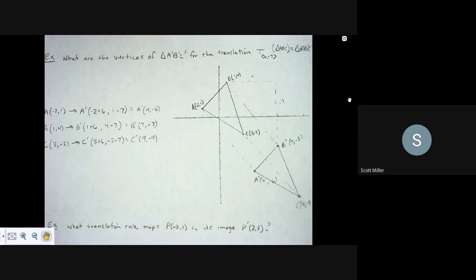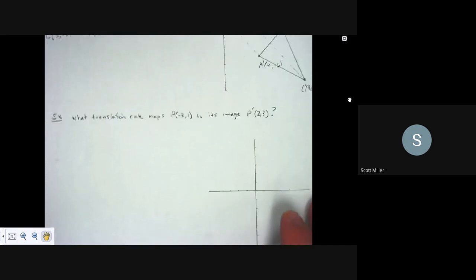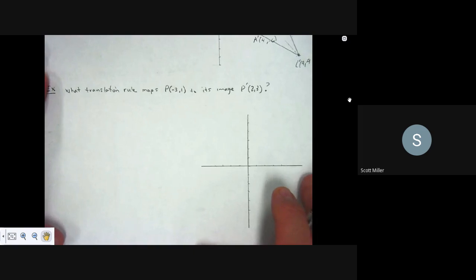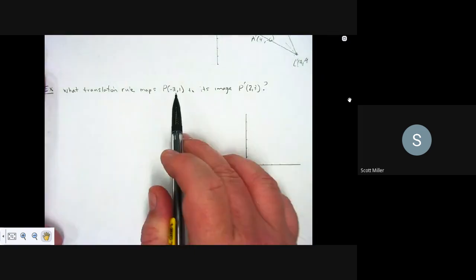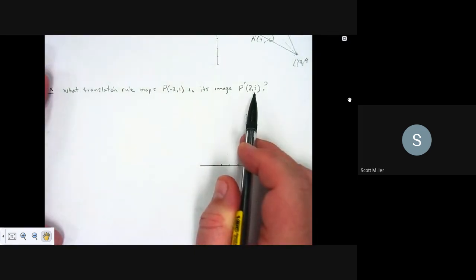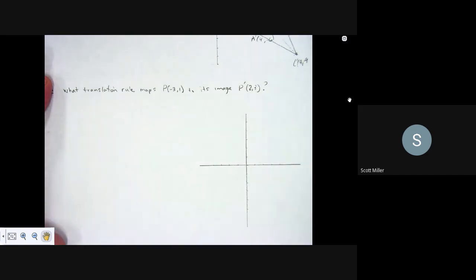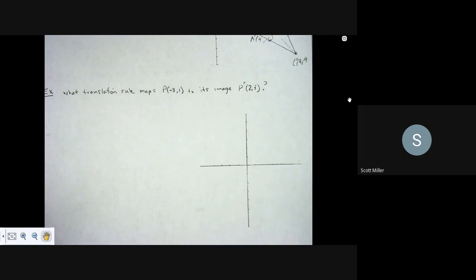All right, so I have another one right here. Go ahead and do this one. What translation rule maps this onto its image over here? So how would I do something like this? How do I find the rule? To know the rule, I have to know how far it moves in the x and how far it moves in the y and in which way.